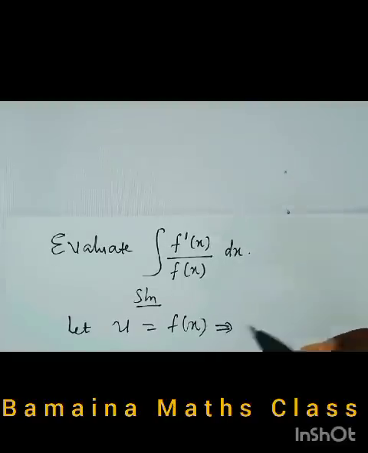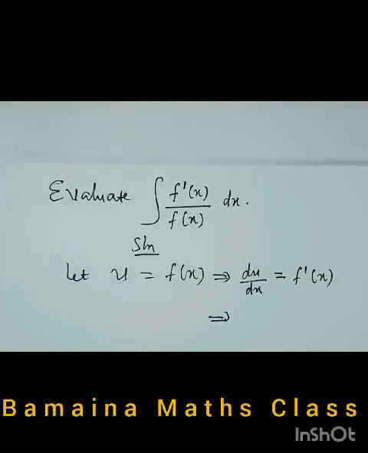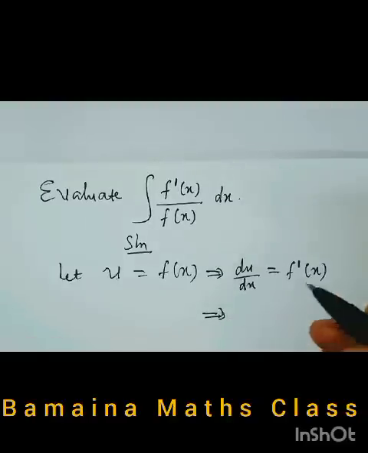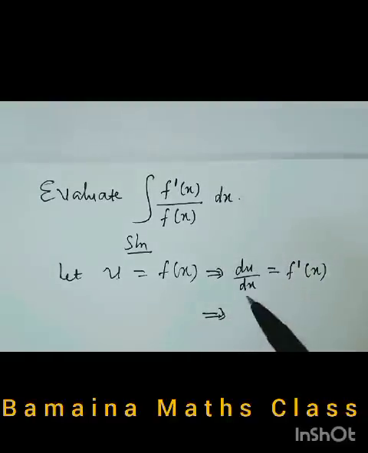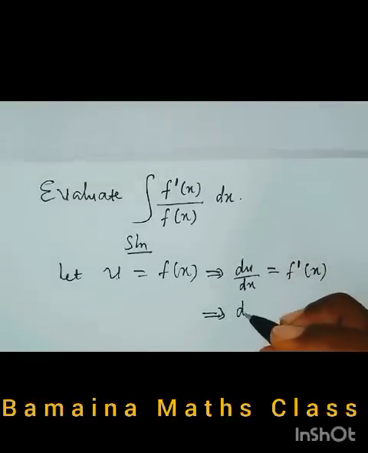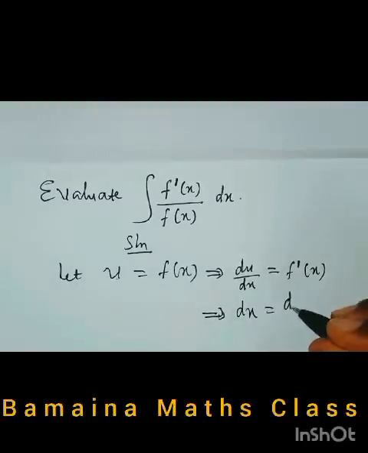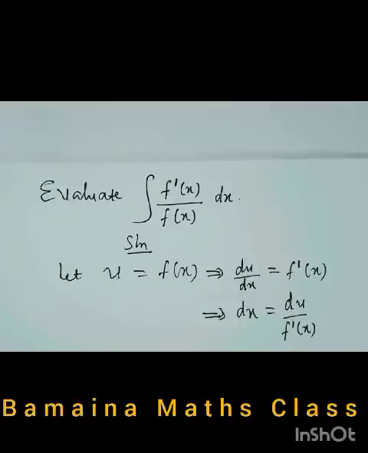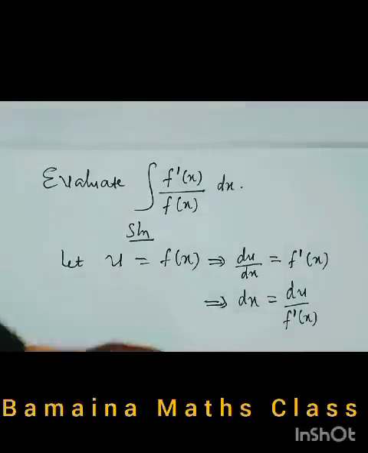And from here, we differentiate du over dx, differentiate u with respect to x. So we are going to have du over dx is the same thing as, if we differentiate f of x, of course, we are going to have f prime of x. And from there, we know that we have to make dx the subject because we have dx here. So we are going to have dx is equal to du times 1 over f prime of x. So now you substitute from there.